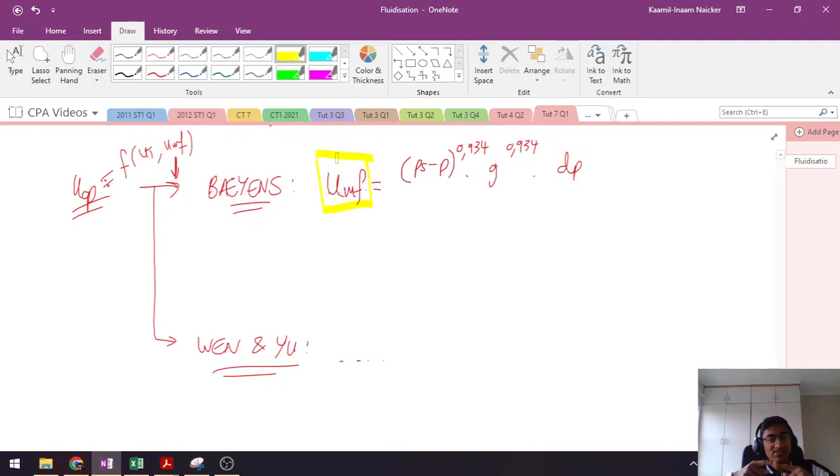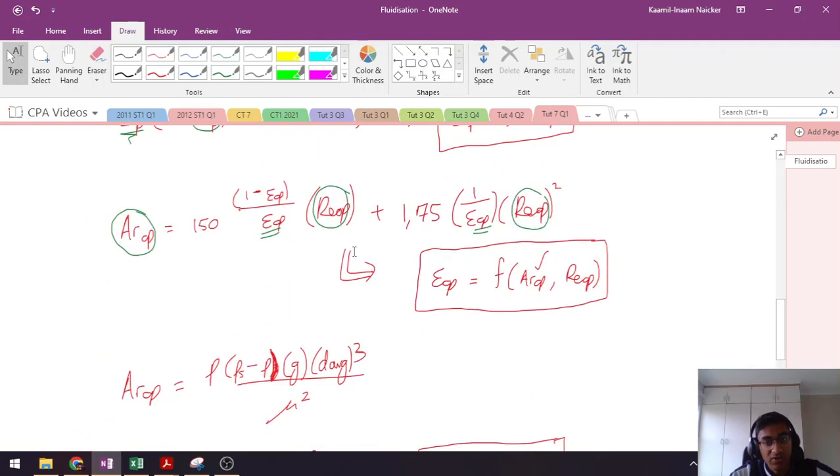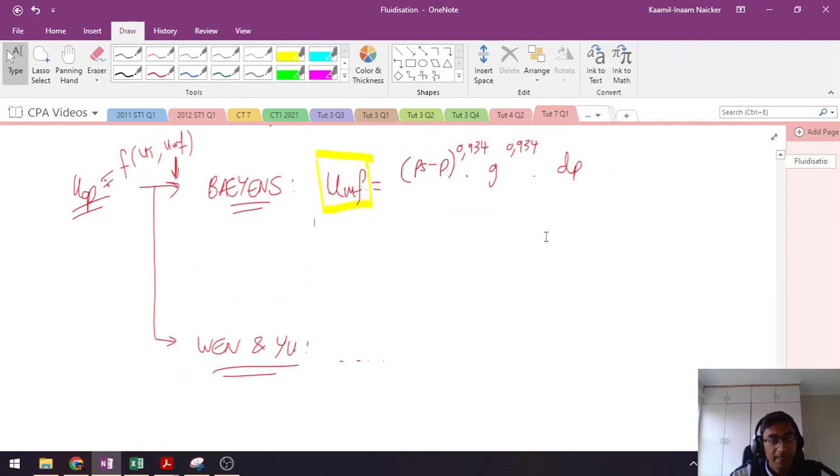Once you know the operating velocity, you can find the Reynolds number at the operating conditions, which means you can find the epsilon at the operating conditions, which means you can find the length at the operating conditions, which means you can find the delta P. So that's basically just a summary of all these equations up here. But let's just focus on it one step at a time. So this question is not complex, it's just very long.